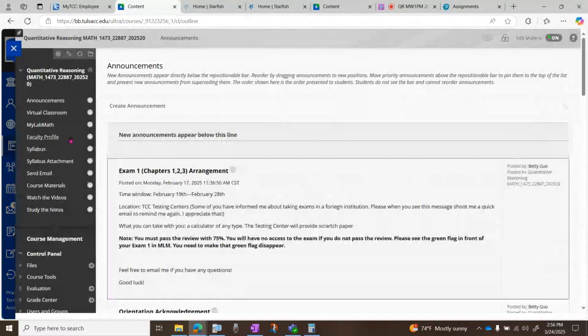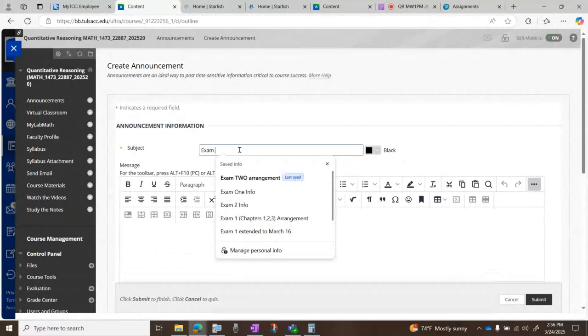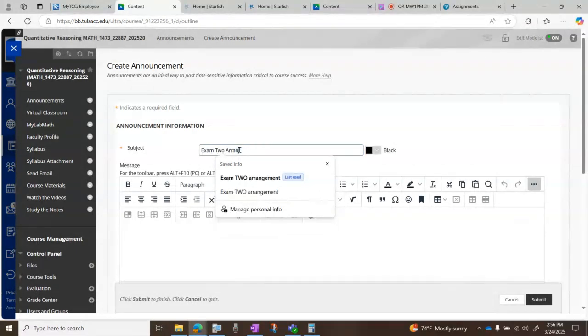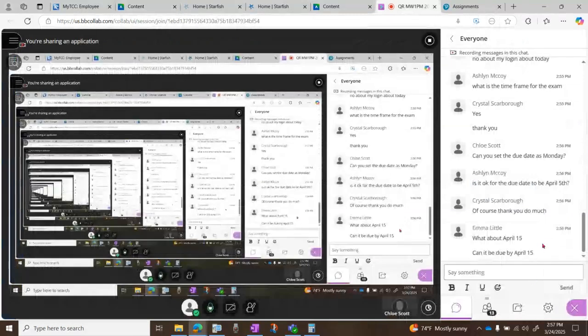So this is our class. This is the information about exam 1. So we're gonna have exam 2. Exam 2 arrangement, time window. How about tomorrow? Today, you don't have to do it today. So tomorrow, March 25th to April 15. Yeah, so I'll take the one that's farther away.